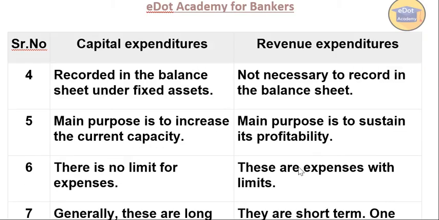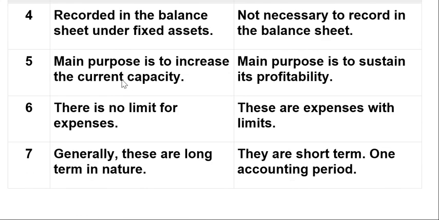Moving ahead, number four, capital expenditure always goes to the balance sheet under fixed assets, because when you acquire one property, one machinery, or something like land or some furniture for the business purpose, that always goes to fixed assets.